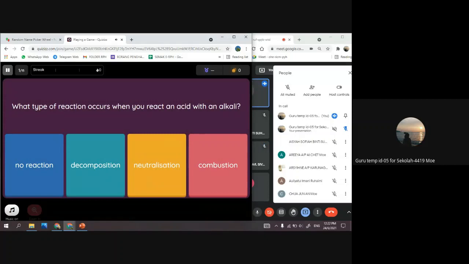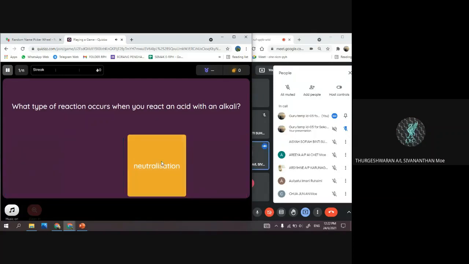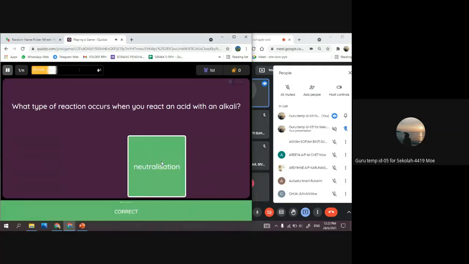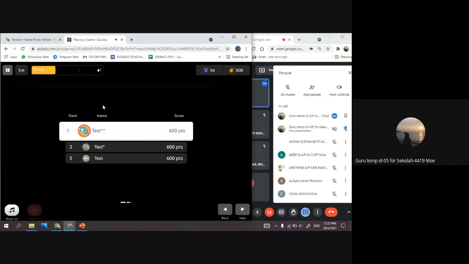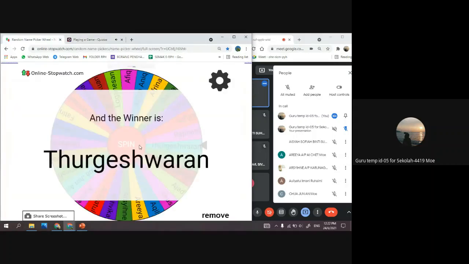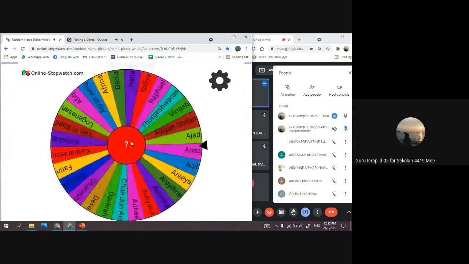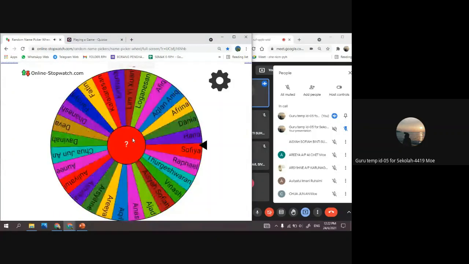Senang ni. This is the easiest one. So, what is your answer? Neutralization. Okay, ni very easy. Okay, correct. Okay, betul. Okay, good. Alright. Next person. Simple. Soalan ni senang-senang dia, quizzes ni.